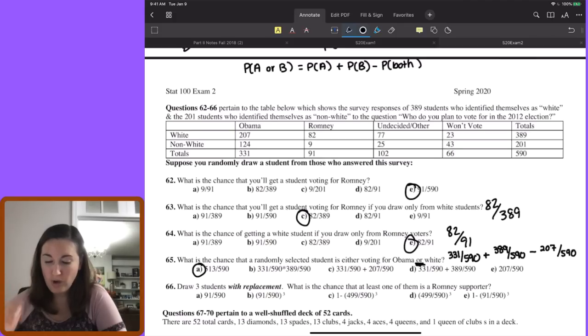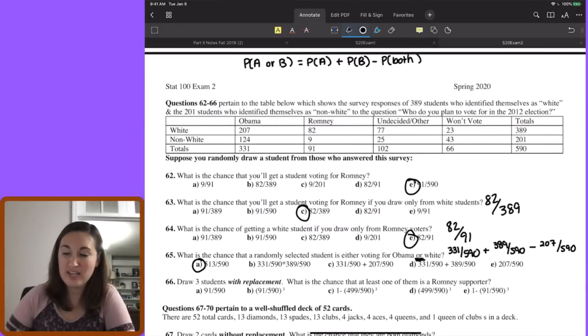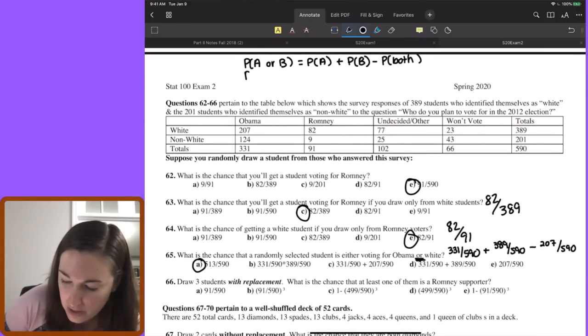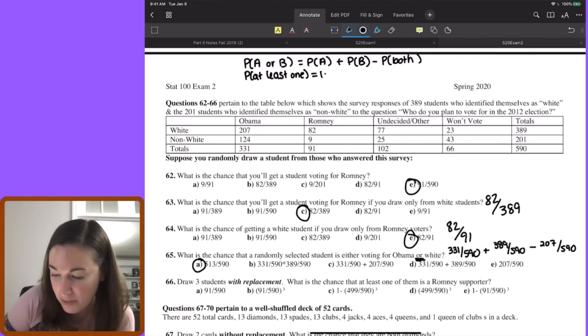The last one says, draw 3 students with replacement. What's the chance that at least one of them is a Romney supporter? So this is one of our 2 special cases. I'll write this at the top too. The probability of at least one of something is going to be 1 minus the probability of none.